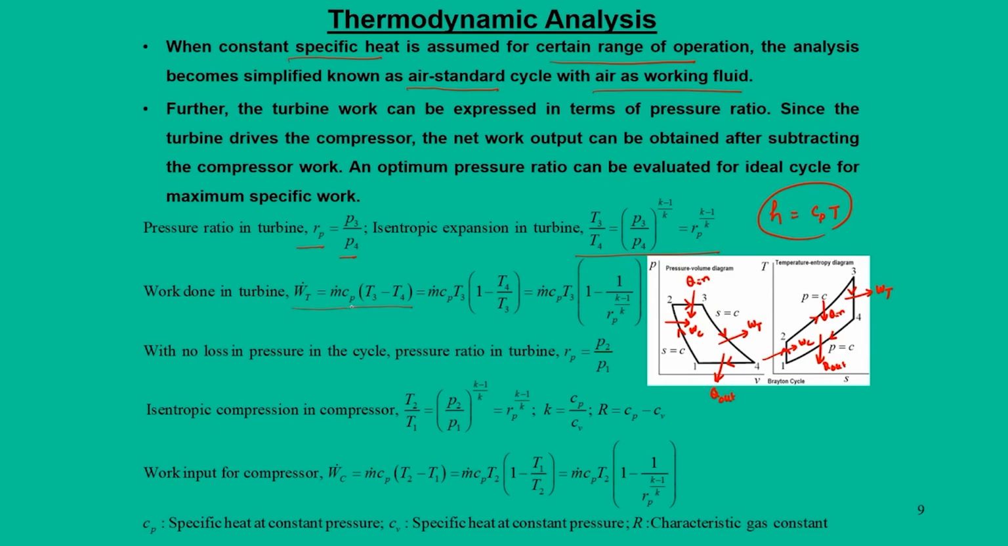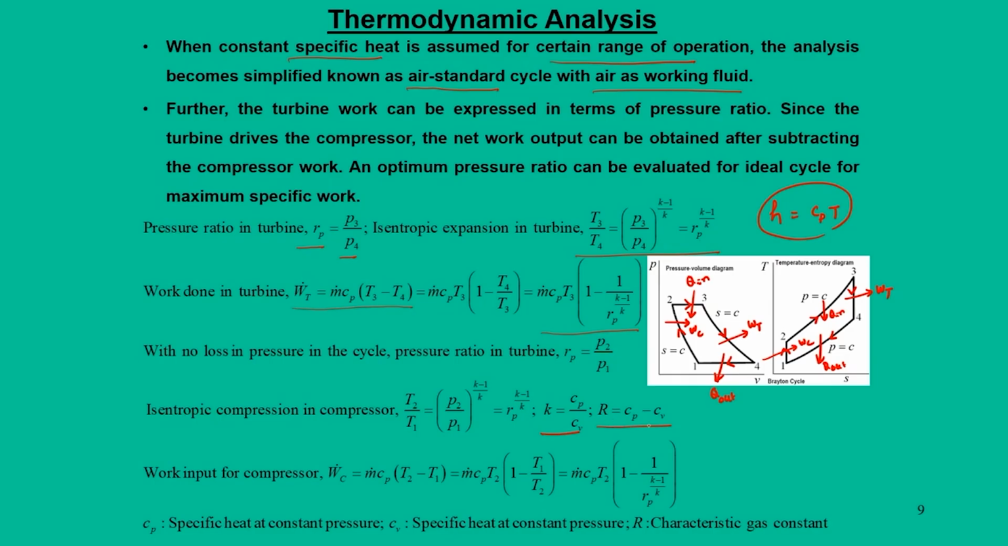So, we can arrive at the work done by the turbine, and subsequently this can be expressed in terms of the pressure ratio. Now, one important expression that I need to emphasize here: the work done in the turbine is m dot Cp times T3 into (1 minus 1 by Rp to the power (k minus 1) by k). Here k stands for the specific heat ratio, that is Cp by Cv, and R is the characteristic gas constant, that is Cp minus Cv.